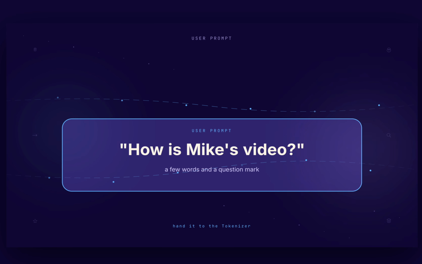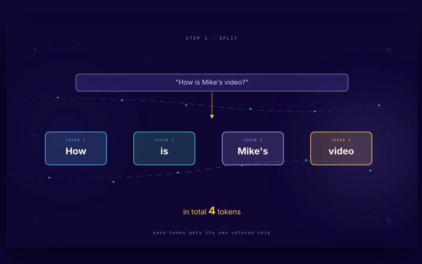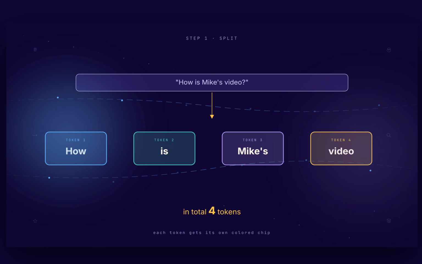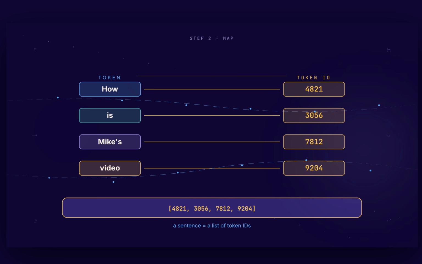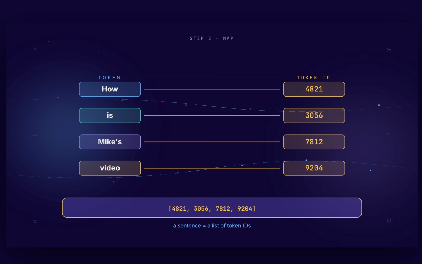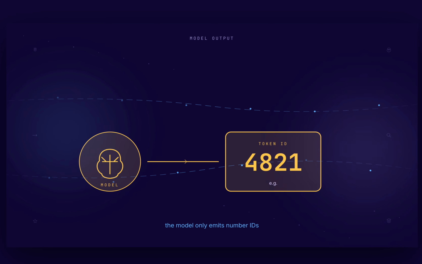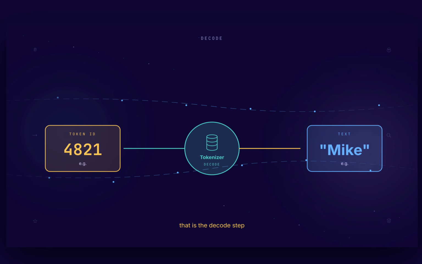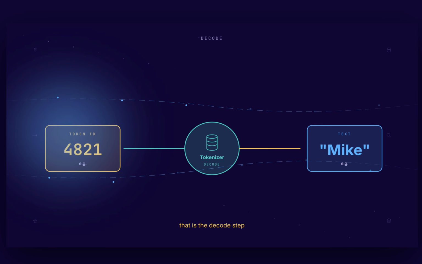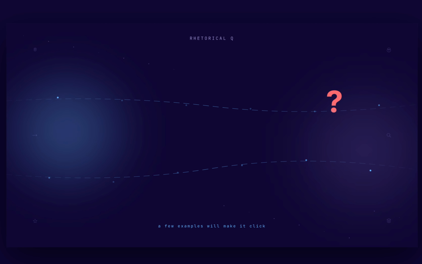Here's a concrete example. Suppose the user asks, "What did you think of Alex's latest video?" Step 1. Split. The tokenizer breaks this sentence into the smallest chunks it can. Each chunk is called a token. In this case, it produces 4 tokens: "What did you think of," "Alex's," "latest," and "video." Then the model outputs a token ID, for example, 4,821. The tokenizer then translates that 4,821 back into text, say, "Alex's." That's the decoding step.